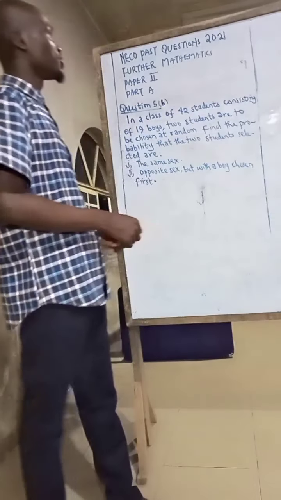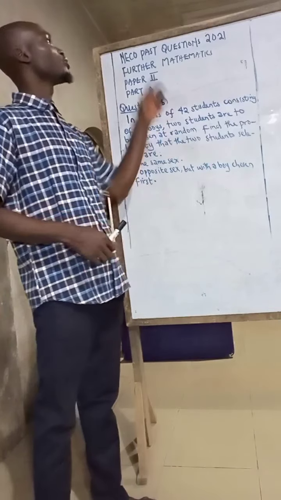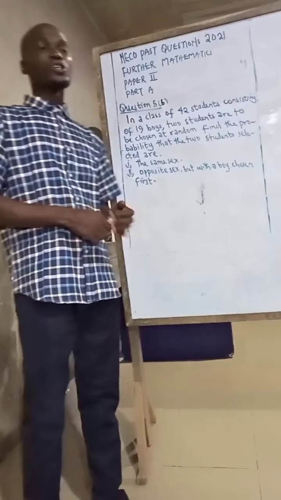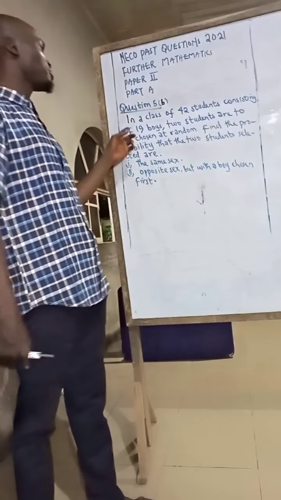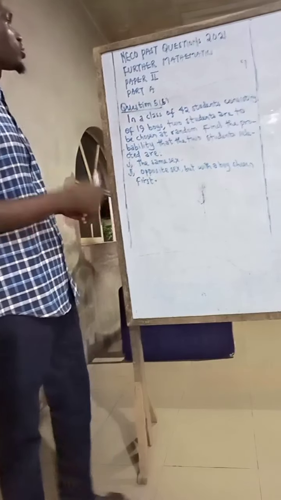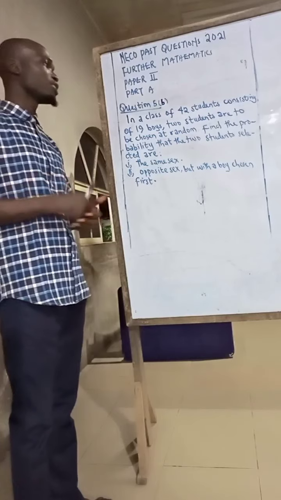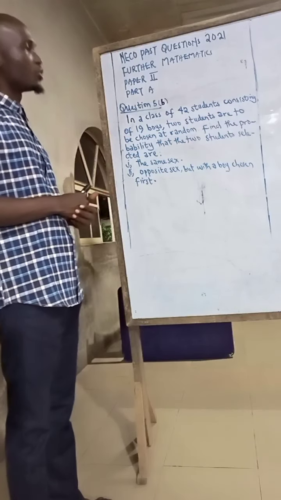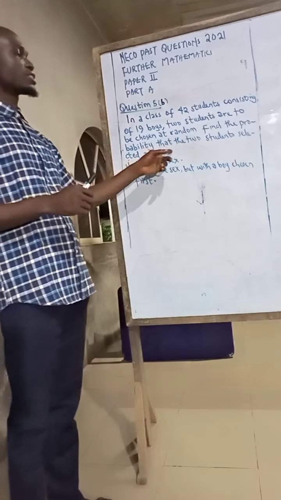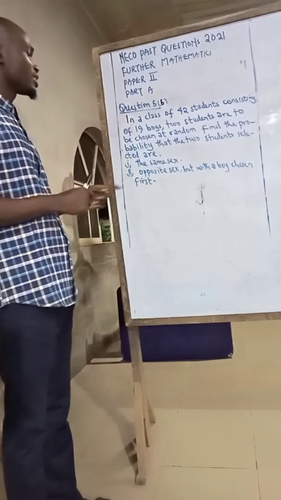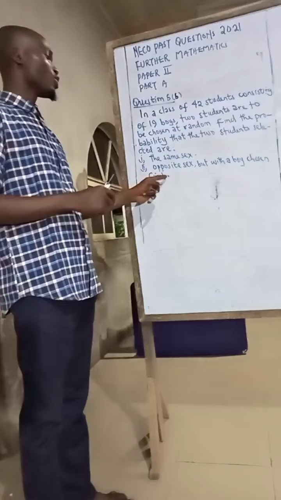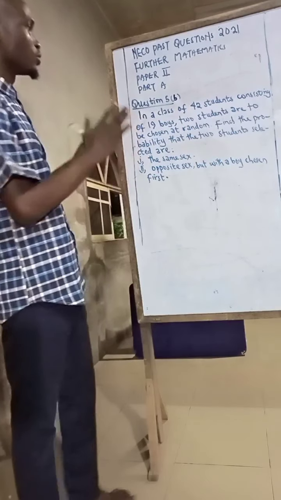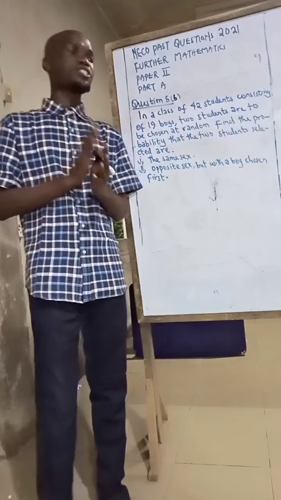We are going to continue with our further maths question, NECO past questions 2021. So this is question 5B. Question 5B says, in a class of 42 students consisting of 19 boys, two students are to be chosen at random. Find the probability that the two students selected are the same sex, opposite sex, but with a boy chosen first. Now, this is a good probability question.